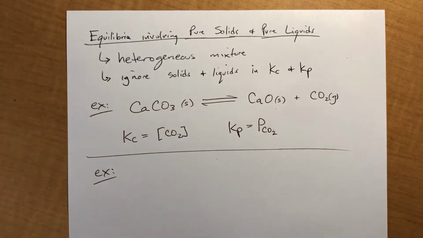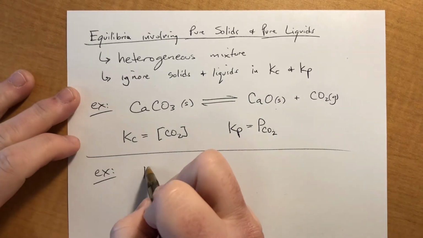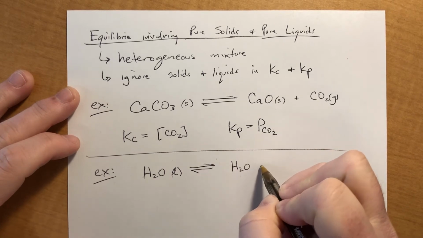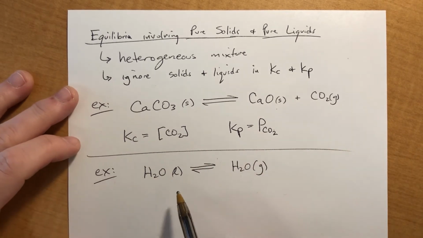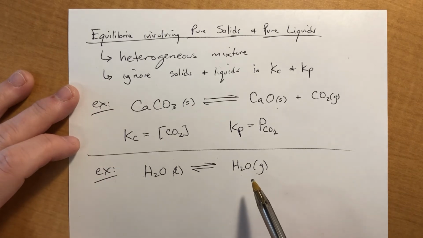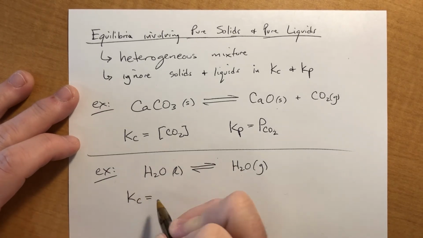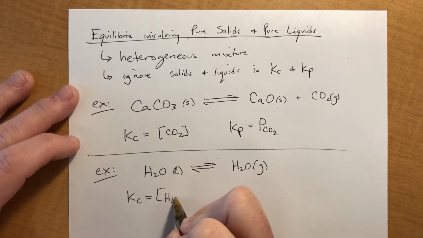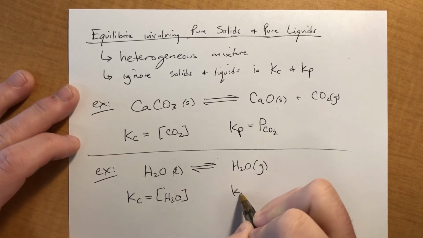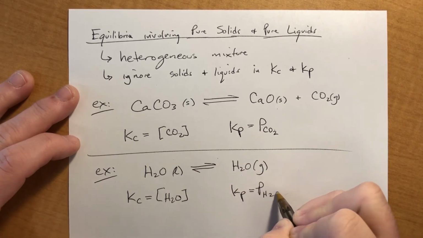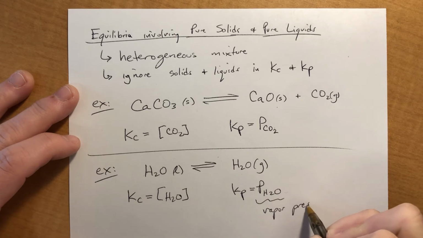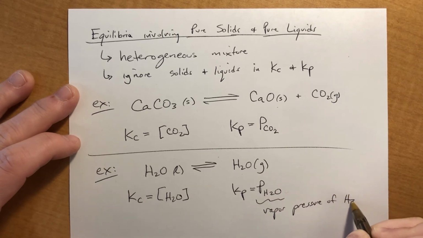Let's look at another example. Suppose we had water as a liquid at equilibrium with water as a gas. Okay. Because water is a liquid, we can ignore it, so the Kc for this is equal to basically the concentration of the only thing that isn't a liquid here. Kp is equal to basically the pressure of the water. It's literally equal to the vapor pressure of water for this particular example.